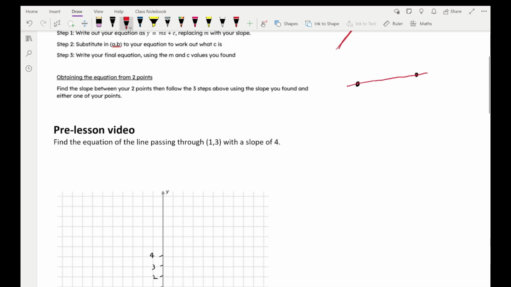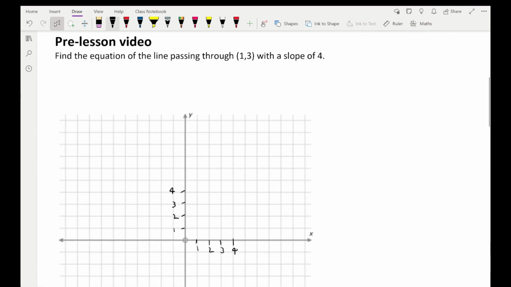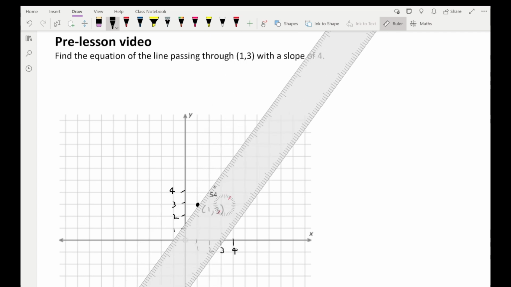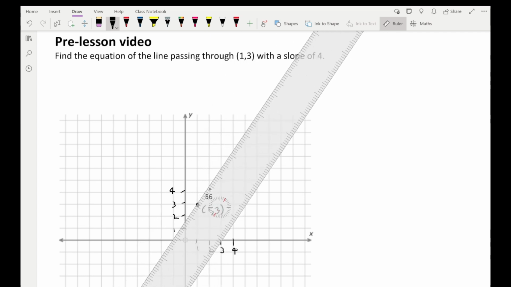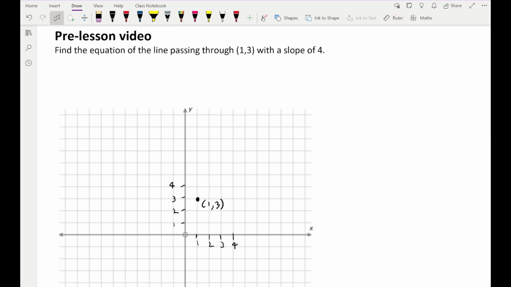We're going to find the equation of a line passing through 1, 3 with a slope of 4. So we'll draw that point on our graph straight away, 1, 3. And then we're going to think about this slope. So basically, if I lock in the slope, no matter what that slope is, there's only one unique line that satisfies it and goes through that point. But I want the slope to be 4, so it's going to look something like that. But we'll find this algebraically first, and then we'll see if we get it right when we graph it.